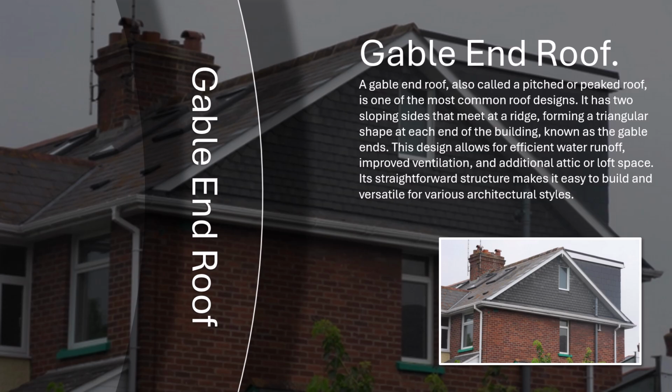Gable end roof. A gable end roof, also called a pitched or peaked roof, is one of the most common roof designs. It has two sloping sides that meet at a ridge, forming a triangular shape at each end of the building, known as the gable ends. This design allows for efficient water runoff, improved ventilation, and additional attic or loft space. Its straightforward structure makes it easy to build and versatile for various architectural styles.